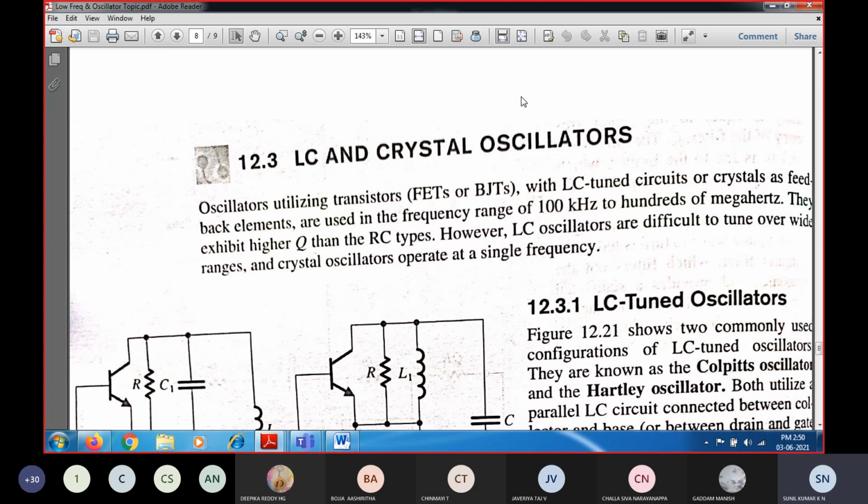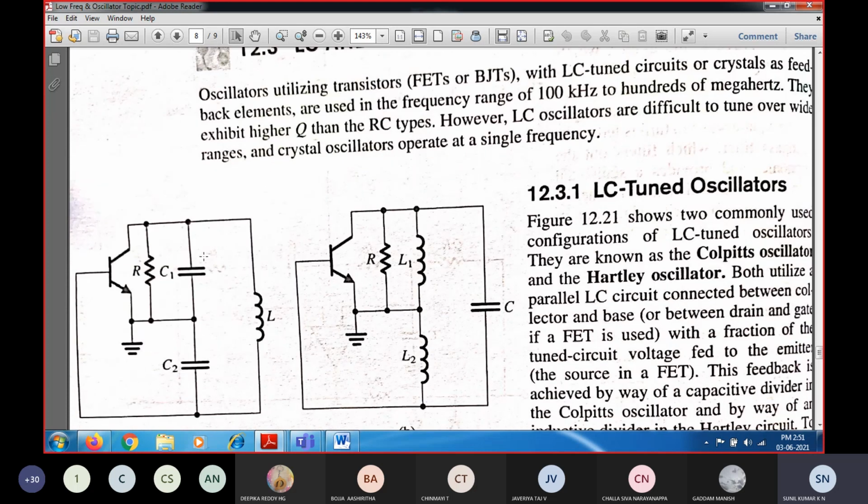If L and C are present along with the BJT or FET, as a feedback element comprising L and C components, then that type of oscillator will be called an LC tuned oscillator. It is also called a tank circuit. Why are you going to call it a tank circuit? Because you have the feedback network comprising a capacitor and inductor.